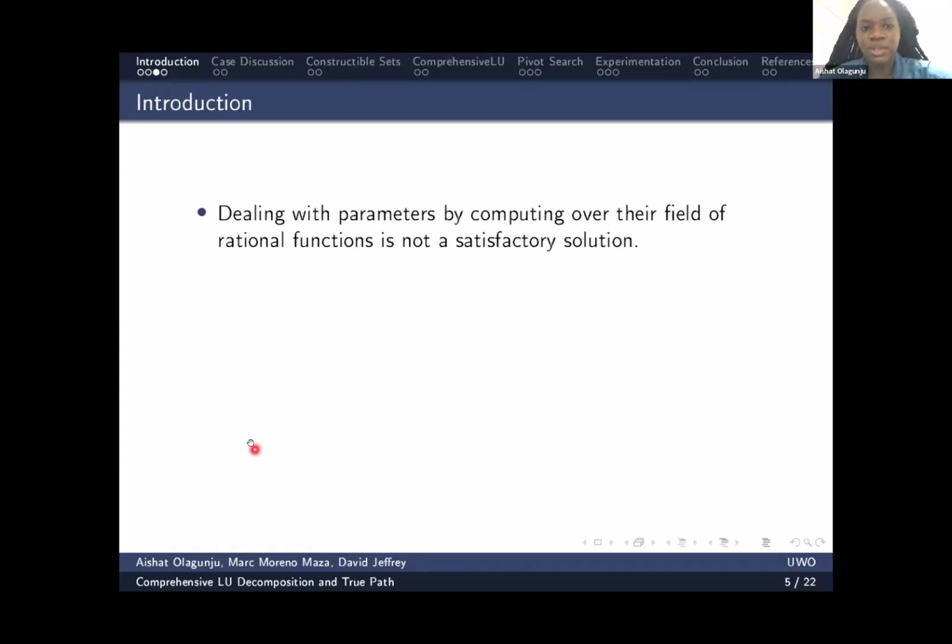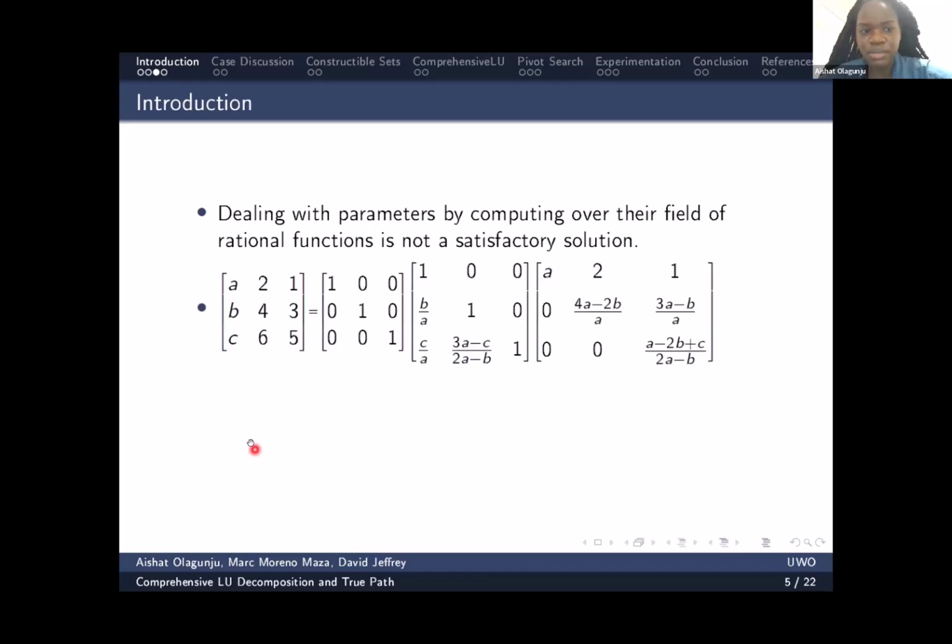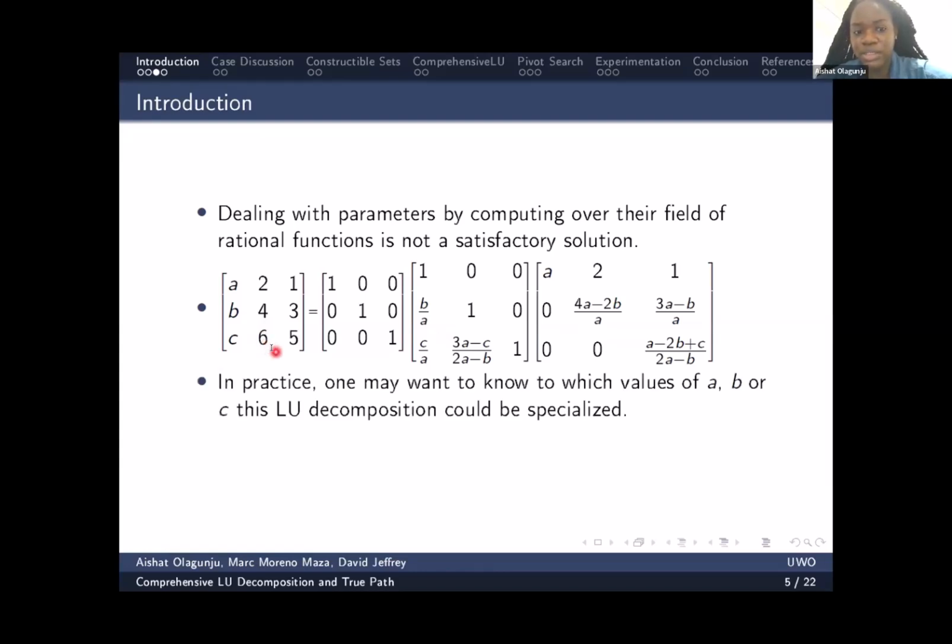So treating parameters as numbers is not sufficient for us. What that means is dealing with parameters by computing over the field of rational functions is not a satisfactory solution. Take, for example, this matrix with parameters A, B, and C. We decompose that into a permutation matrix P, a lower triangular matrix L, and an upper triangular matrix U. This is a generic solution for this matrix, but a user might want to specify values for A, B, and C for this decomposition.